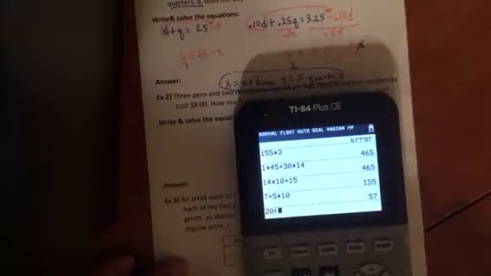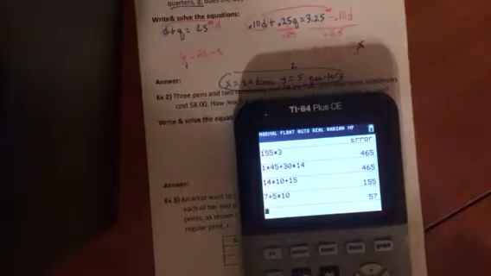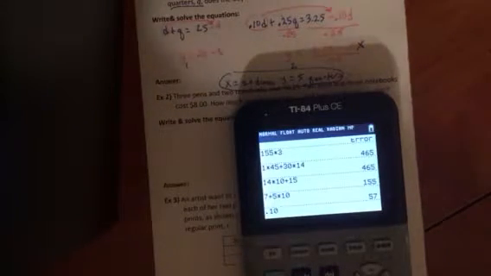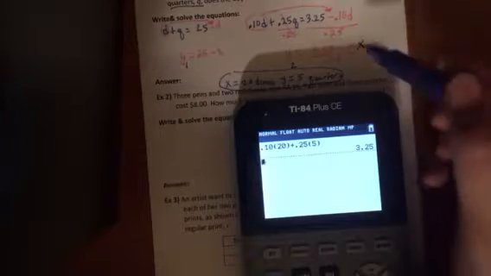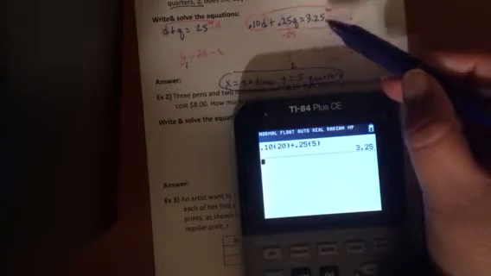So we have 20 dimes and 5 quarters. If we wanted to check, we could say 0.10 times 20 plus 0.25 times 5. And that gives us the 3.25 that we wanted.